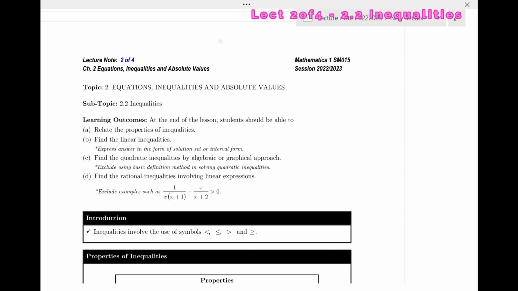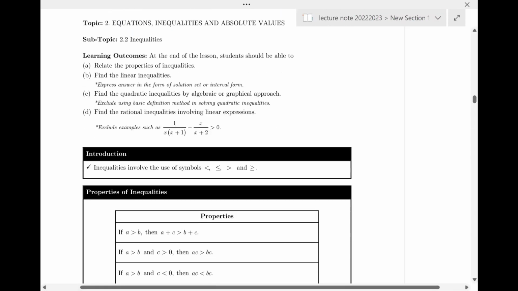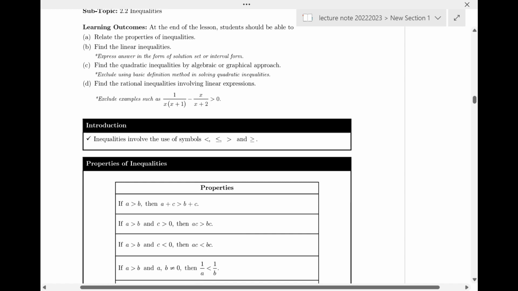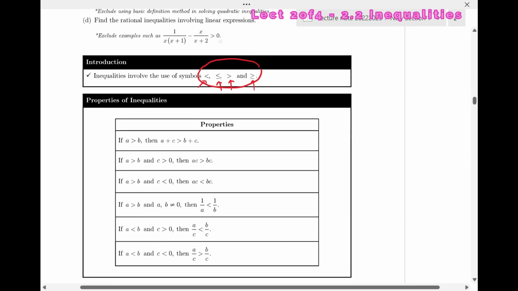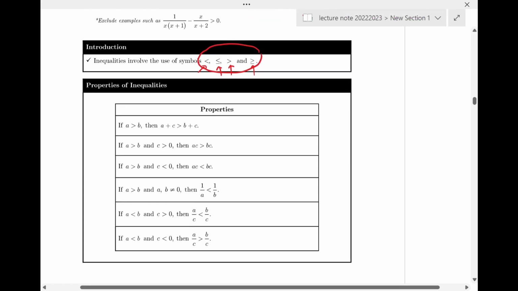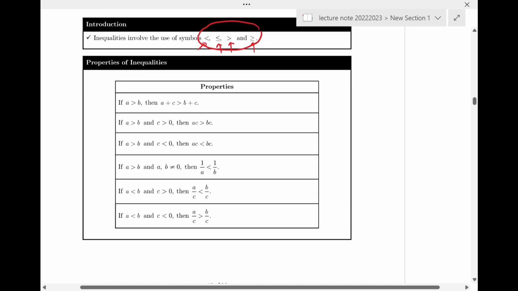So what do I mean by these inequality symbols? These are the inequality symbols that we are going to use throughout our inequalities subtopic: less than or equal to, greater than, and greater than or equal to. We also have a few properties of inequalities here. You can take a look at this and try to understand how to use these properties.